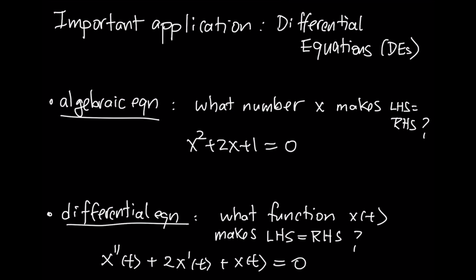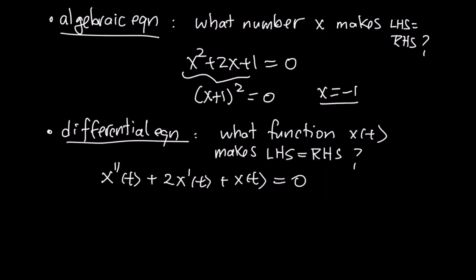So in a simple equation like this, we could factor it and see very easily that the only way the left side would be equal to the right side is if the x was the number -1. Now, a differential equation is more complex. It says which function x of t would make the left-hand side equal the right-hand side.